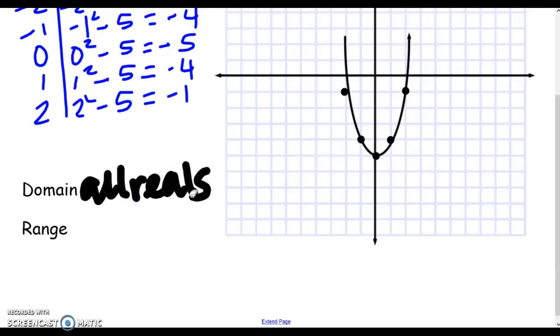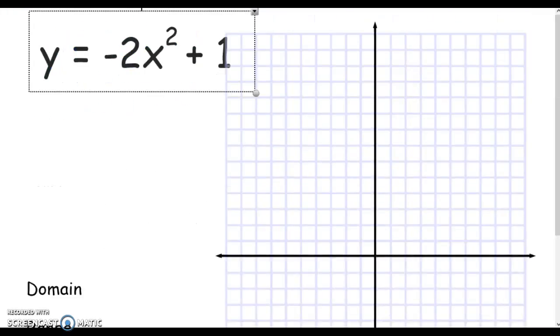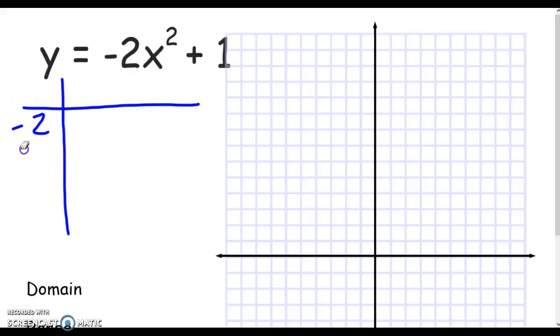And my range is going to be, y is going to be everything greater, in this case, than -5. Okay, moving on, I've got another 2-step equation. This time it has a -2 up front. So I want to start by plugging in -2, -1, 0, 1, and 2.